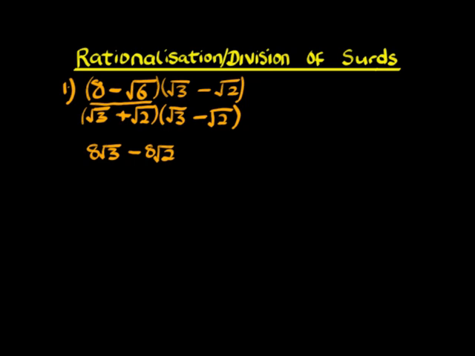Now the negative root 6 multiplies root 3 and multiplies minus root 2 in this bracket. We have minus root 6 multiplied by root 3, so that will give us minus root 18. Because both of them have roots, we can multiply the numbers within those roots, right? So minus root 6 multiplied by minus root 2 gives us plus root 12.